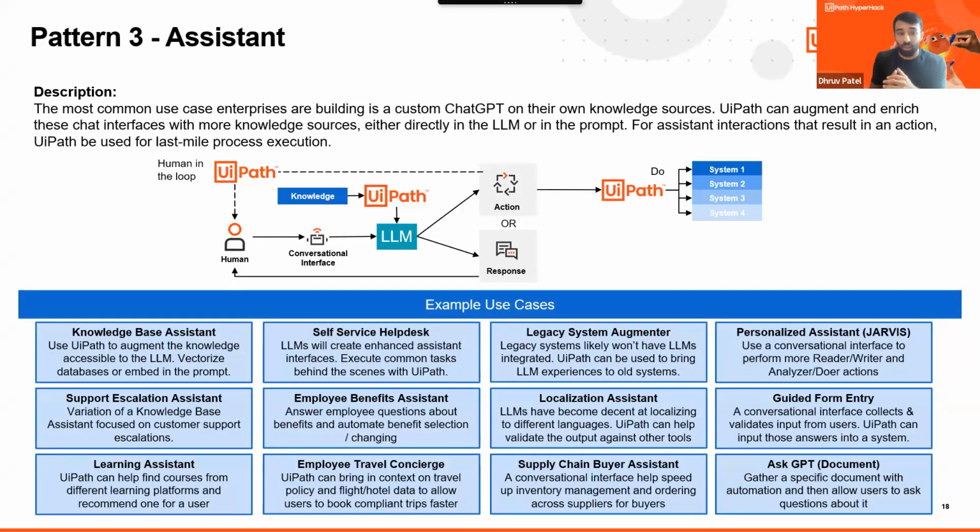And lastly, pattern 3, more of an assistant-type use case. We have things like Ask GPT, for example, and you can start using that right in our marketplace. But really this is to give you examples of how you can think about creating an assistant: a knowledge-based assistant, a self-service help desk. Those types of things can all be ways that you can use generative AI in this pattern for your assistant-type execution.